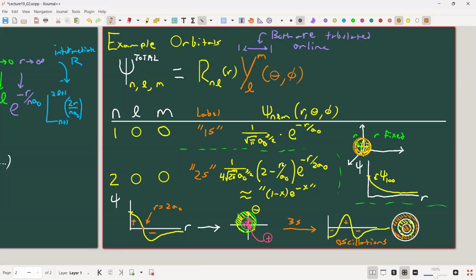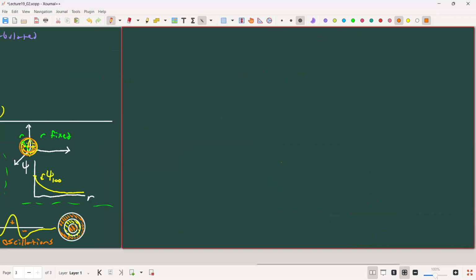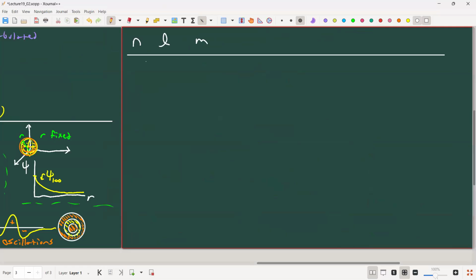Okay, so let's do something a little more interesting. For n equals 2, we also have L equals 1, the p orbitals. So let's go look at those right now. And there are 3 choices: the 0 and the plus or minus 1. What we're going to see in a second is that one of these is the z orbital, the pz, and the other ones are the x and the y. Let's figure out which one it is.